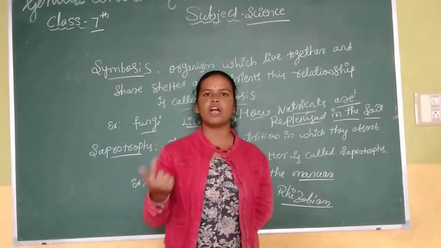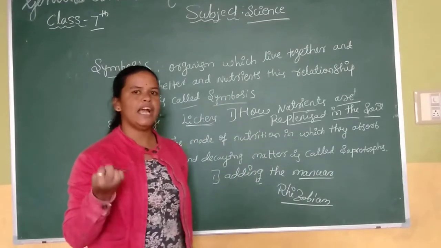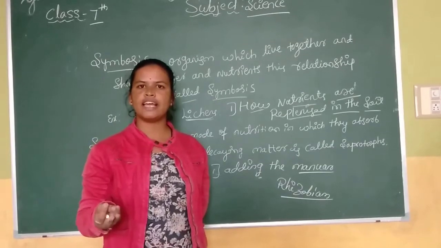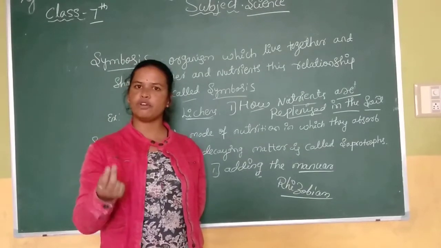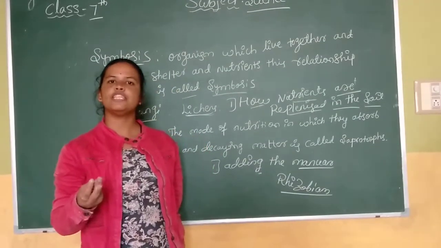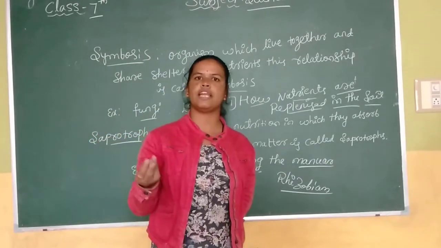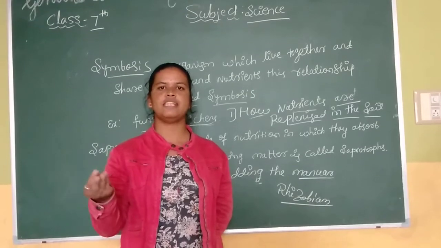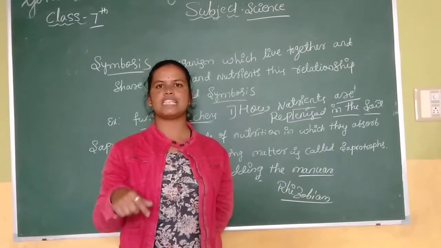In this lesson, what we have discussed: autotrophs, heterotrophs, photosynthesis, symbiosis, host organism, parasite organism, saprotrophic organism, and then rhizobium bacteria. What are the uses of rhizobium bacteria, and how soil replenishment takes place? That we discussed in this class.